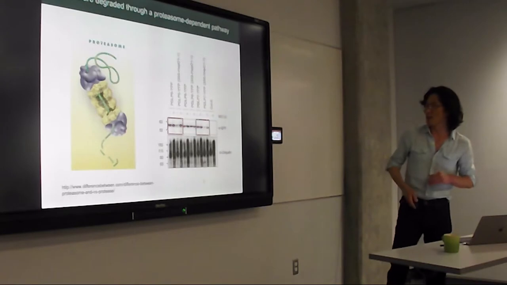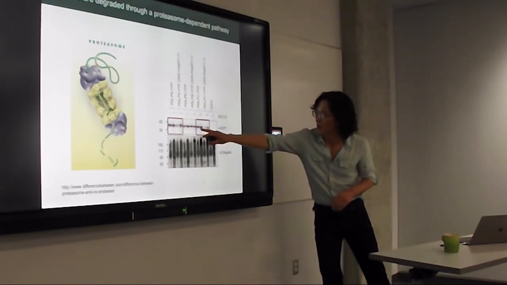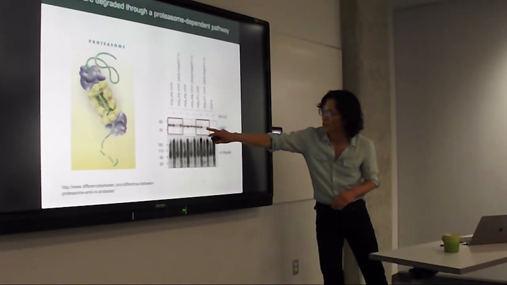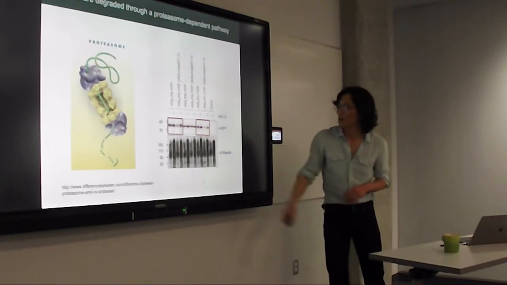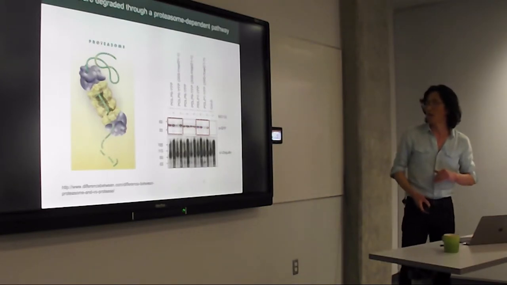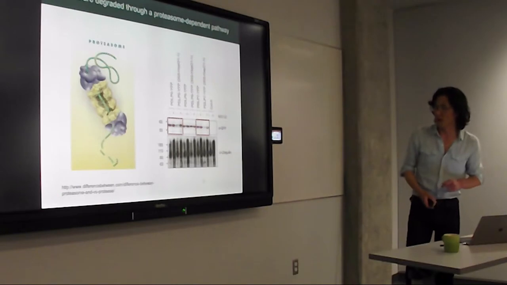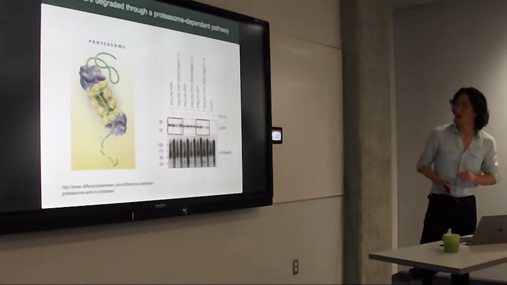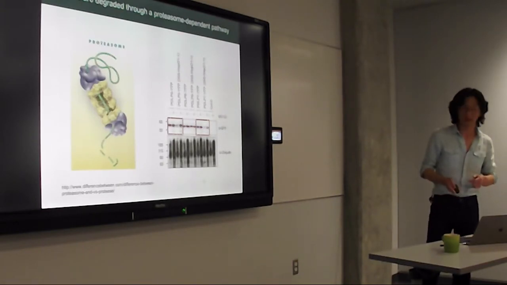And the same is true for PDLP7. Here, comparing the Columbia background and the HAP background, it is almost non-detectable. By adding the inhibitor MG132, you could partially rescue the PDLP7 expression level in the transgenic background. So this suggests that PDLP proteins are degraded through a proteasome-dependent pathway. And there's no major difference for PDLP6.